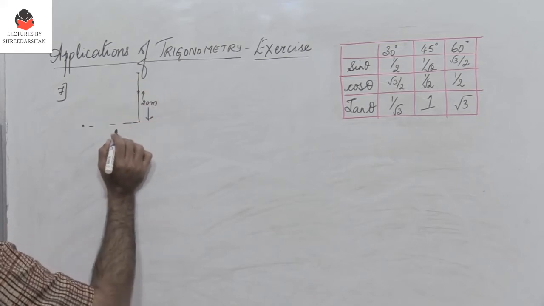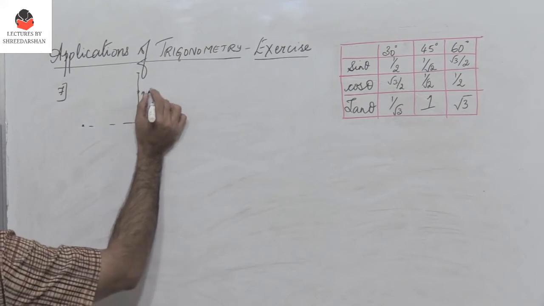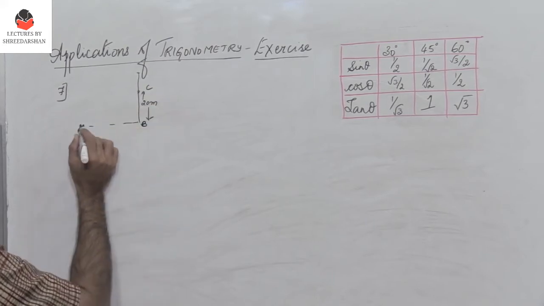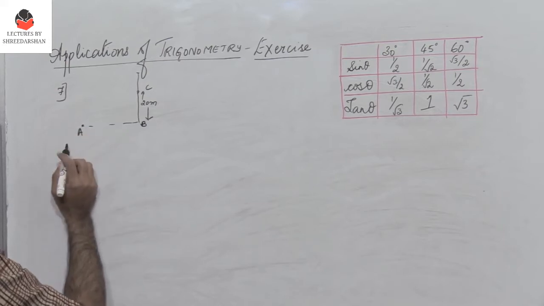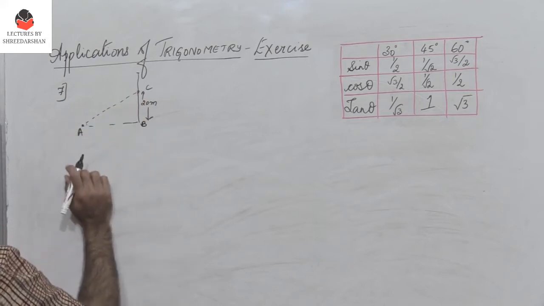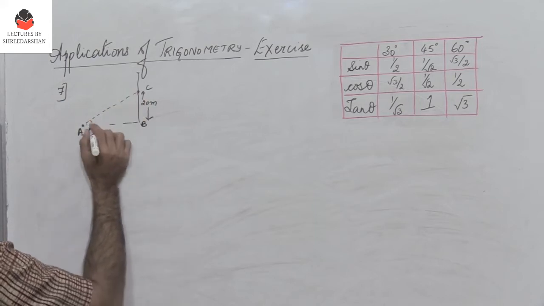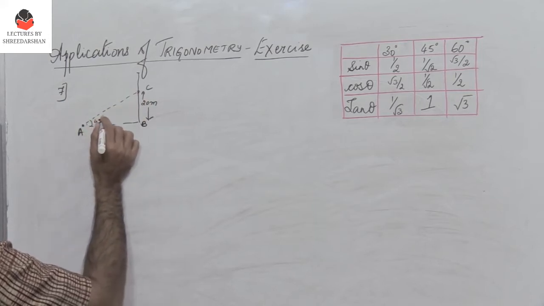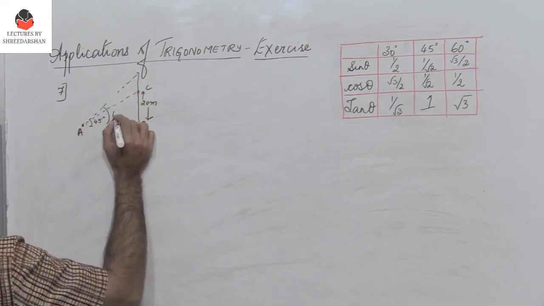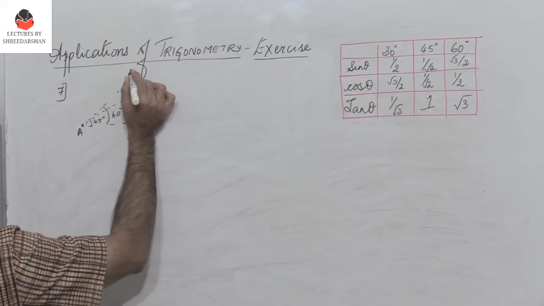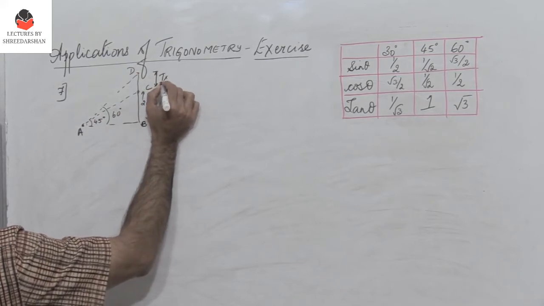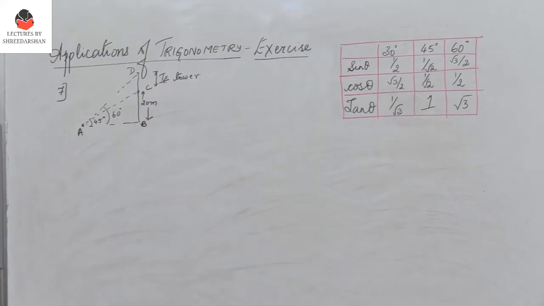So this is a transmission tower. Let this be BCA. From a point on the ground, which is A, the angle of elevation to the bottom of the transmission tower is 45 degrees, and to the top of the transmission tower is 60 degrees. So this is the transmission tower, and we need to find the height of the tower.